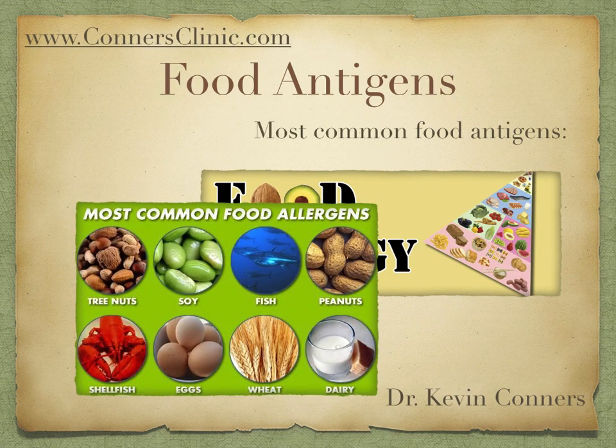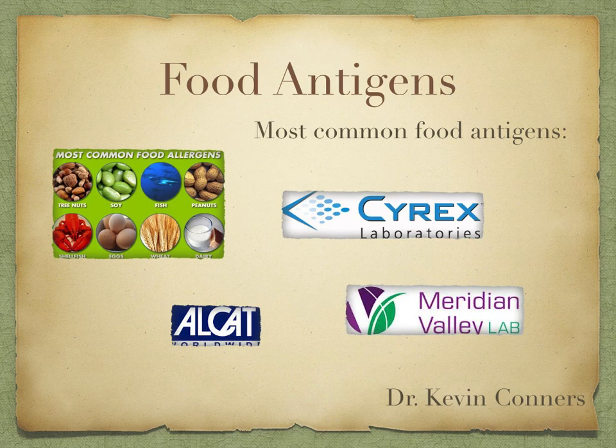So the common food antigens, the most common is gluten, followed by dairy, and then eggs and other things can be food antigens. Why they become antigens is the question that we'll talk about. There are certain tests that you can do to find out these antigens. There's numerous tests on the market. I only like the Cyrex test because it tests for peptides of these things, and I'll explain why.